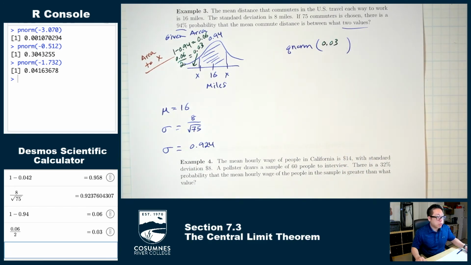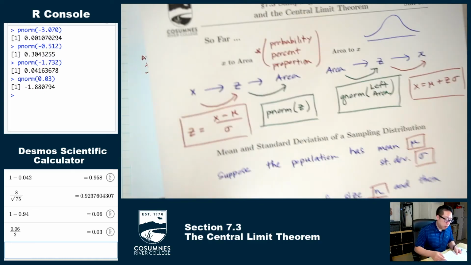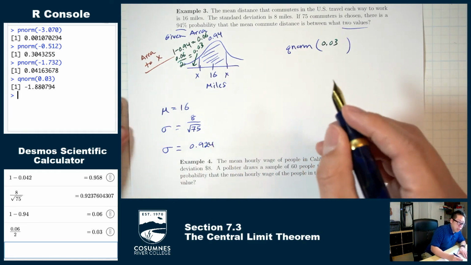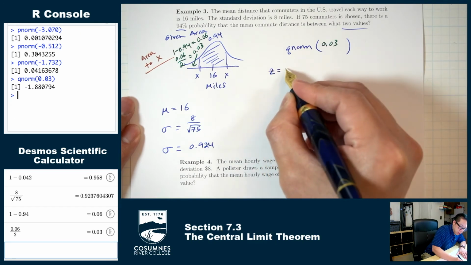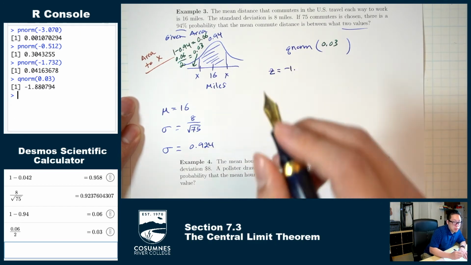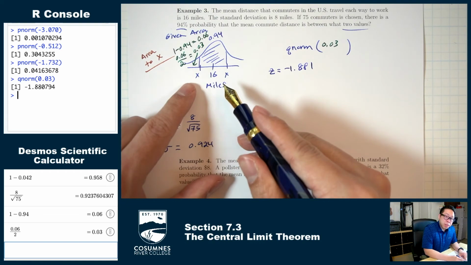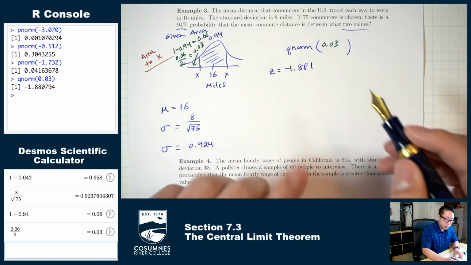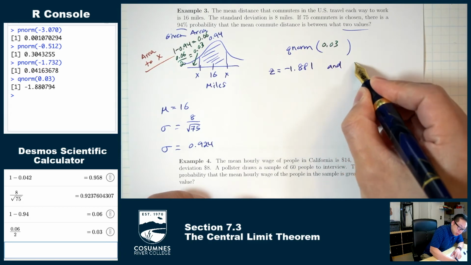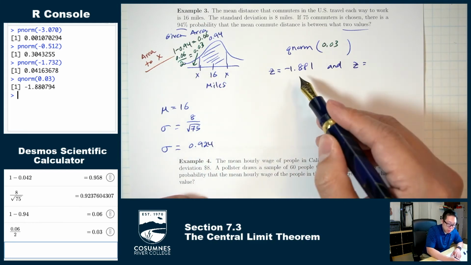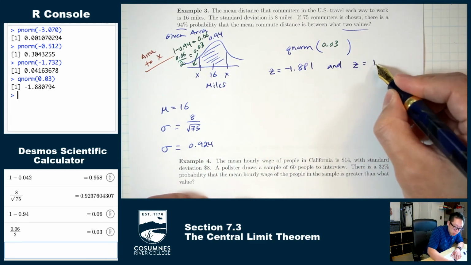Okay, so now in R, qnorm 0.03. This gets me from area to Z. So what R spits out is a Z. So this is a Z of negative 1.88, rounded to 3 decimal places, this is 1.881. Now, I want 2 x's as my final answer, which means I need 2 z's here. So that's one of them. The other one: negative 1.881 is the one that goes with the left one. The one that goes with the right one is just going to be the positive version of this. So the one on the right is positive 1.881.